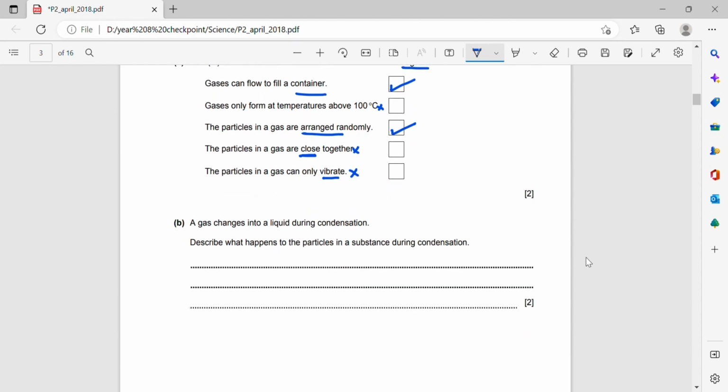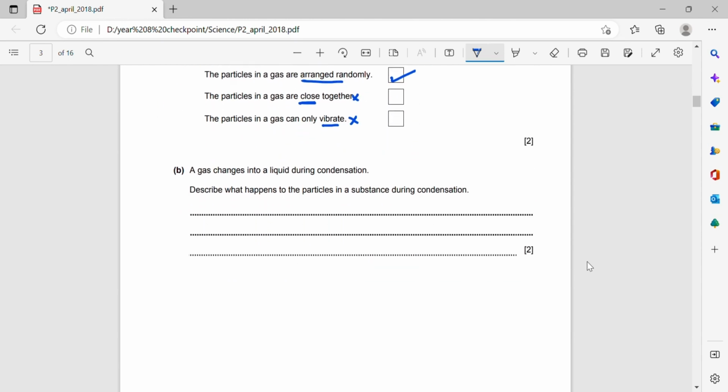A gas changed into a liquid during condensation. Describe what happens to the particles in a substance during condensation. Here we have a gas. The gas changed into a liquid by a process named condensation. What actually is done? Here we have to cool the gas to give you the liquid. So what happens to the particles? This is out of 2 marks. So we have to write 2 points.